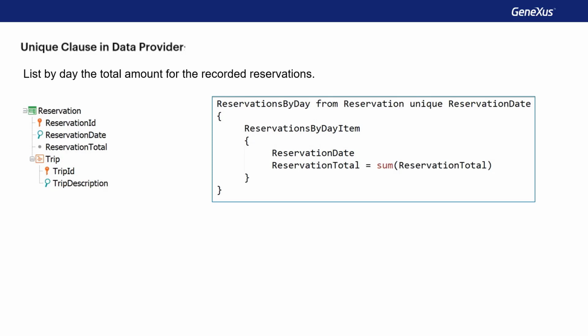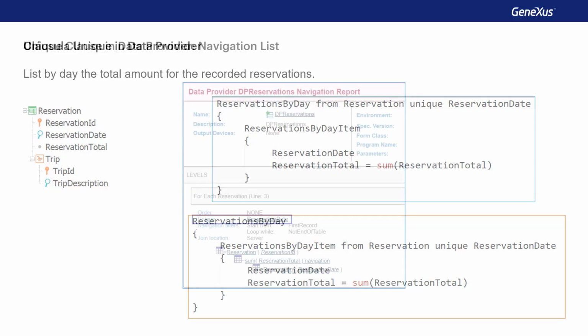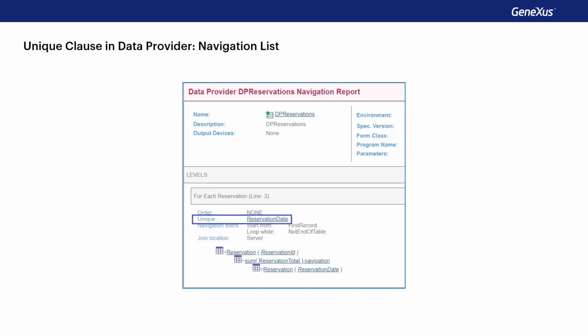It should be noted that in a data provider that has repetitive groups that access the database to retrieve values, declaring the base transaction and the where, order, unique, etc. clauses at the level of the collection name, in other words, the external group, is exactly the same as declaring them at the level of the collection item name, in other words, the internal group. If we look at the navigation list of this data provider, we can see that Genexus adds the corresponding unique clause with the attribute to be considered.